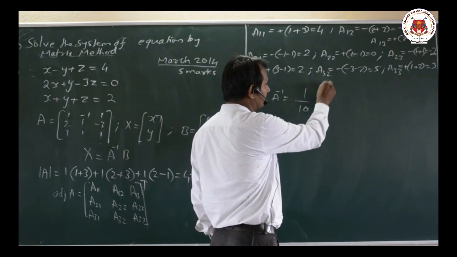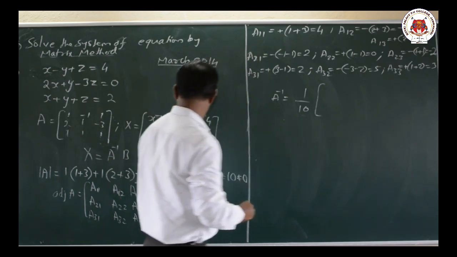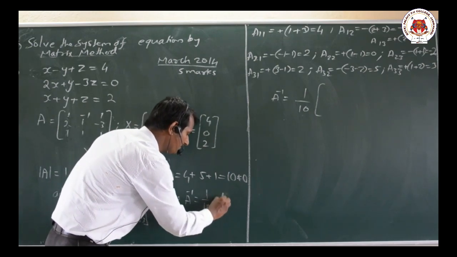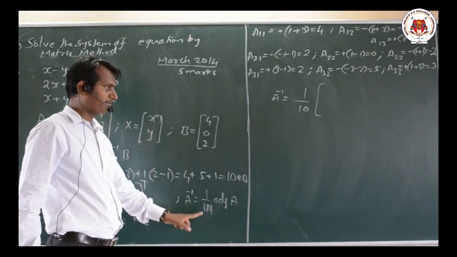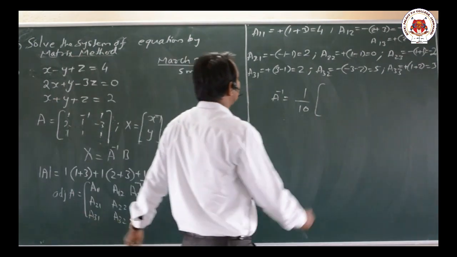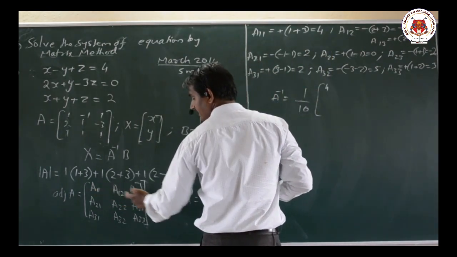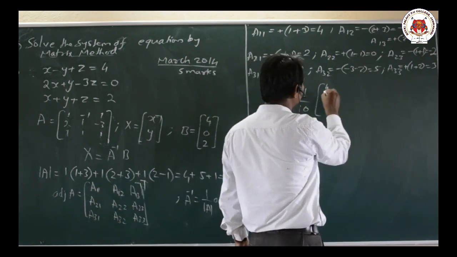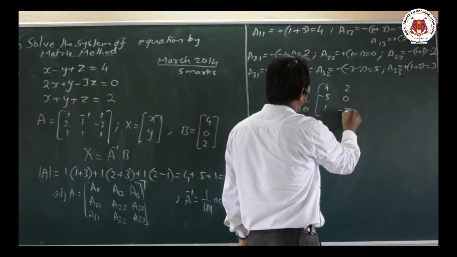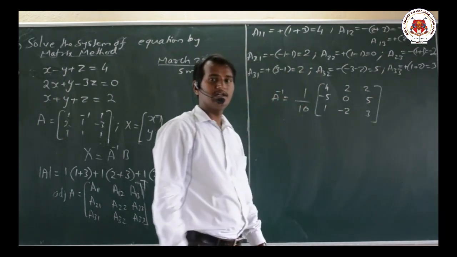A inverse is equal to 1 divided by determinant of A into adjoint A. That means 1 divided by the determinant of A is 1 by 10, into adjoint A. I will write down the values. Instead of writing A12 here, I will directly take the transpose of it. The value is minus 5, the A13 value is 1. Then 2, 0, minus 2. Then we have 2, 5, 3. Directly I will write down the value for A inverse.